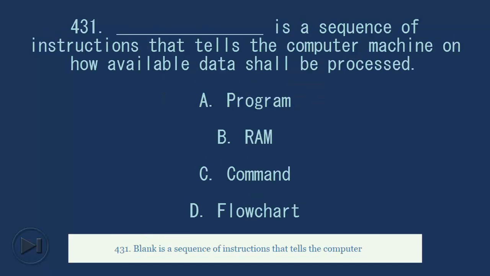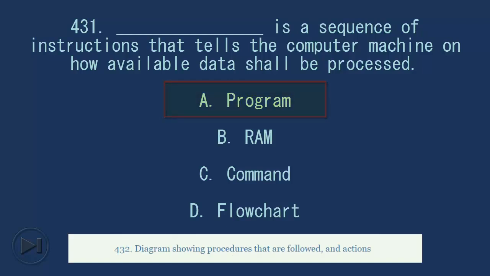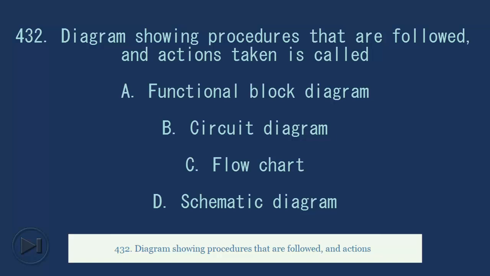431. Blank is a sequence of instructions that tells the computer machine on how available data shall be processed. A. Program. B. RAM. C. Command. D. Flowchart. Answer, A. Program.